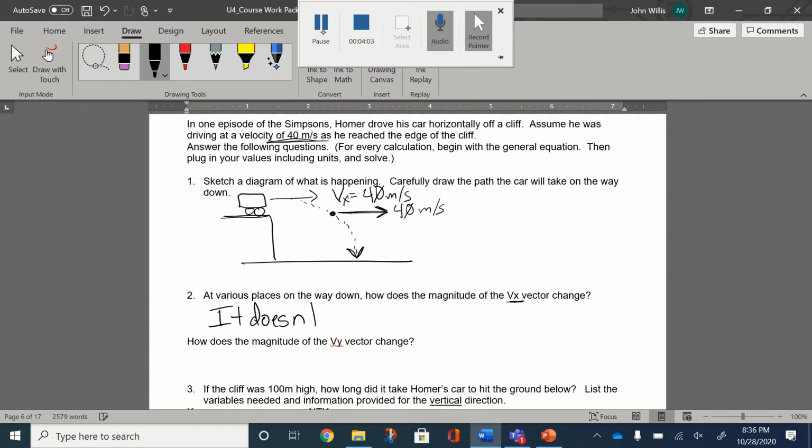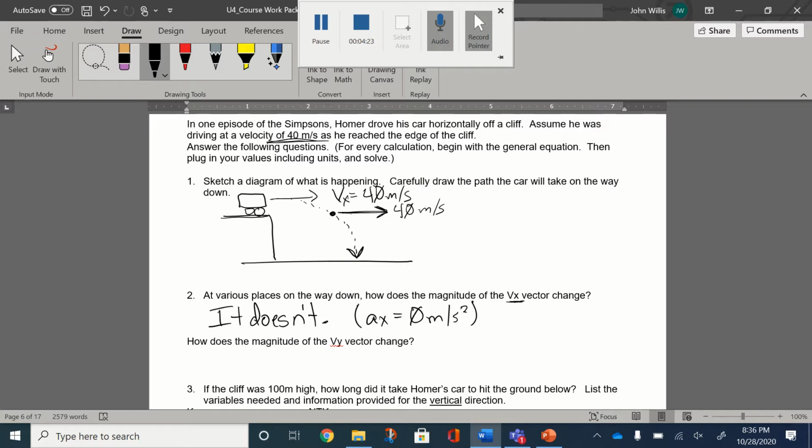Your horizontal velocity doesn't change in any way, shape, or form at any time throughout the course of this trajectory. If you want to use physics language for that, it's because your horizontal acceleration is 0 meters per second squared. You can hit the gas, you can hit the brakes, and nothing is going to cause that car to speed up or slow down horizontally.